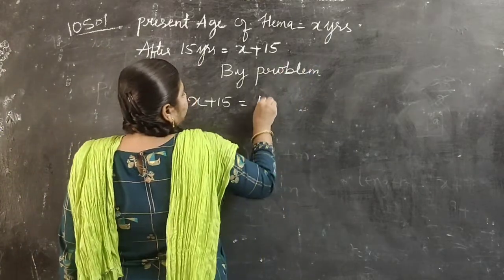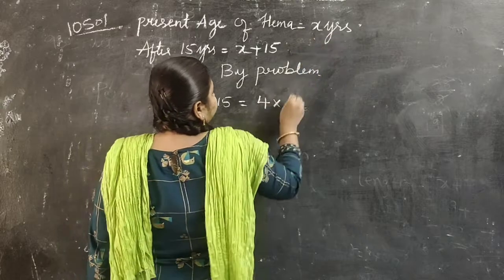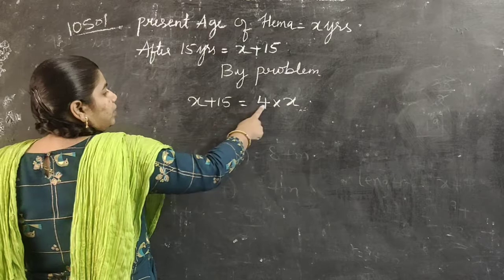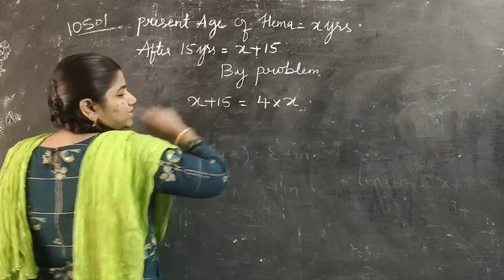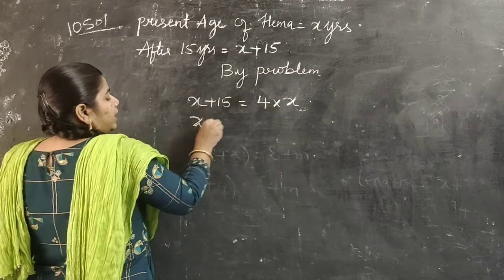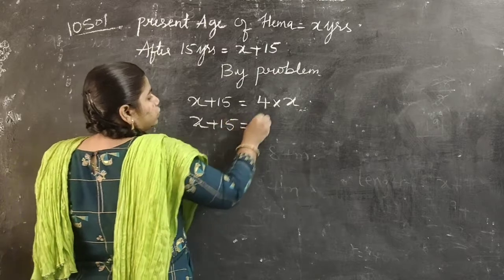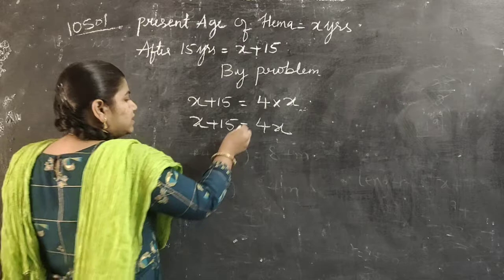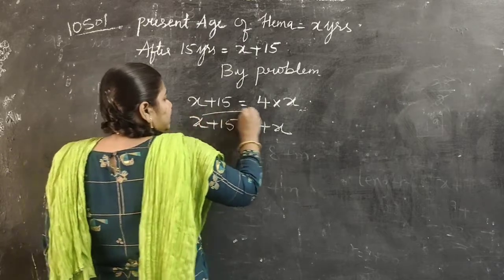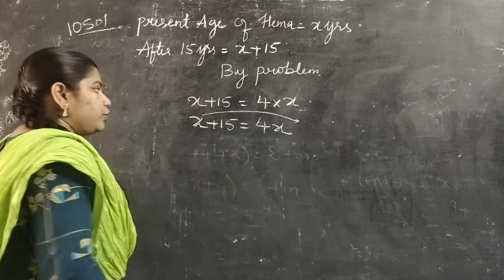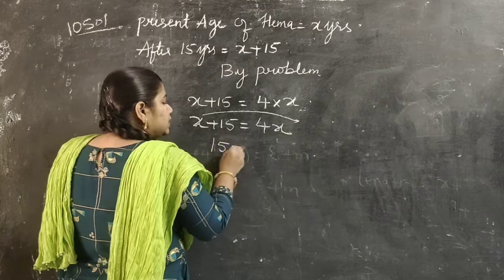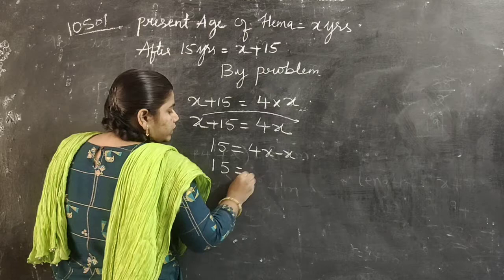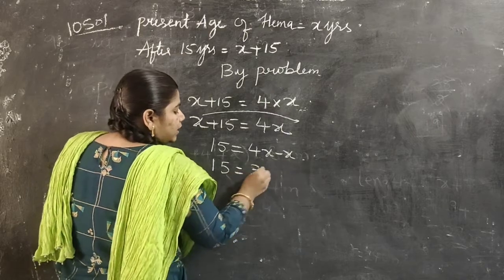4 times is nothing but 4 into the present age, which is x. So after 15 years, her age will be 4 times her present age. Now this can be x plus 15 is equal to 4 into x, which is 4x. Now I am transposing this plus x to the other side, that will be converted to minus x. So 15 is equal to 4x minus x, which is 3x.